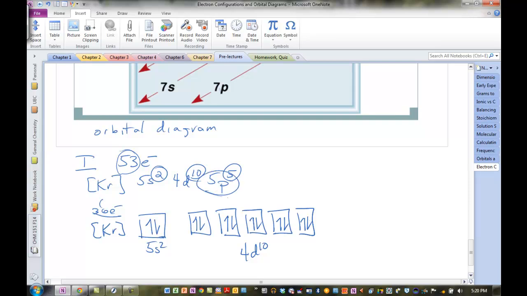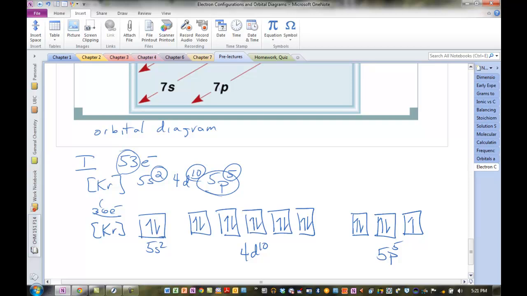How many orbitals in a p subshell? 3. 5p subshell, it's 5p5. 1, 2, 3 unpaired, we do have to pair up 2 of those. There you go. Electron configurations, orbital diagrams. I think they're pretty straightforward. Not too bad. Okay? Learn to use the periodic table.